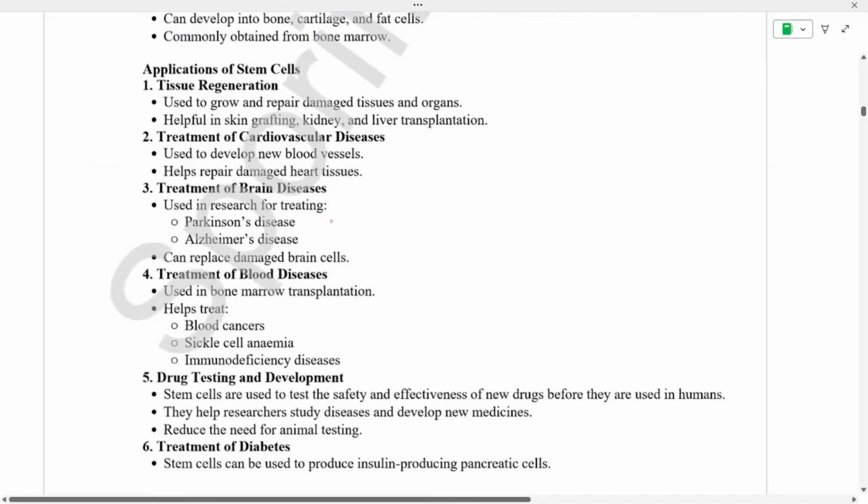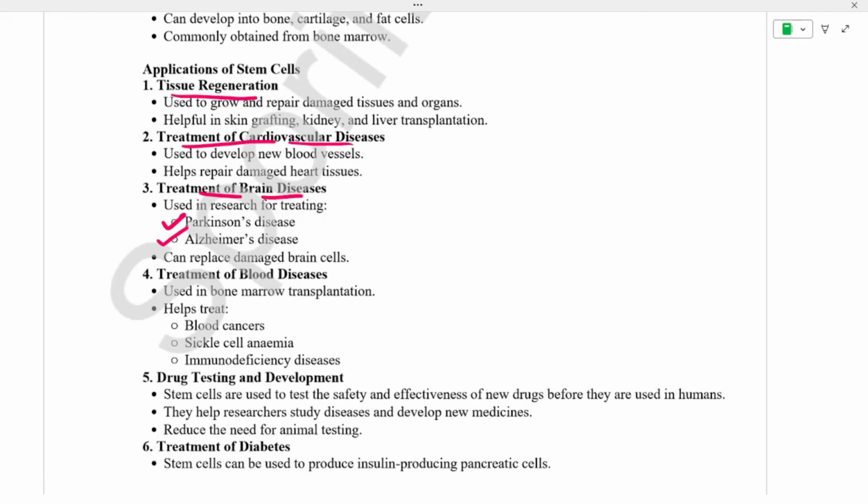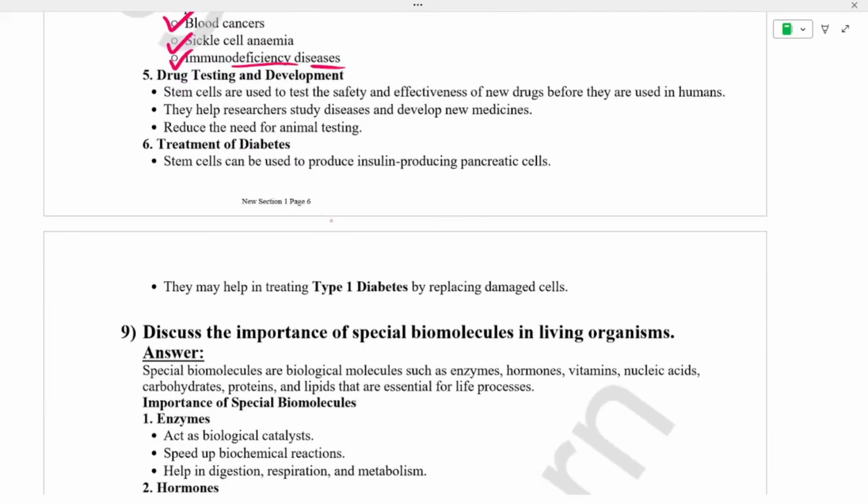Okay, next if we see the applications: tissue regeneration, treatment of cardiovascular diseases, treatment for brain diseases such as Parkinson and Alzheimer, and treatment for blood diseases, that is blood cancer and sickle cell anemia, and immunodeficiency diseases. Next, drug testing and development are also done using them, and treatment for diabetes, such as type 1 diabetes.